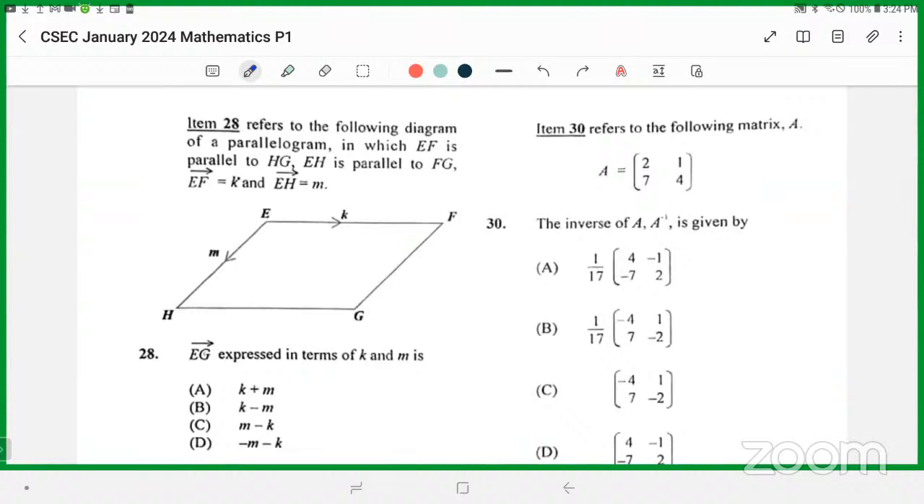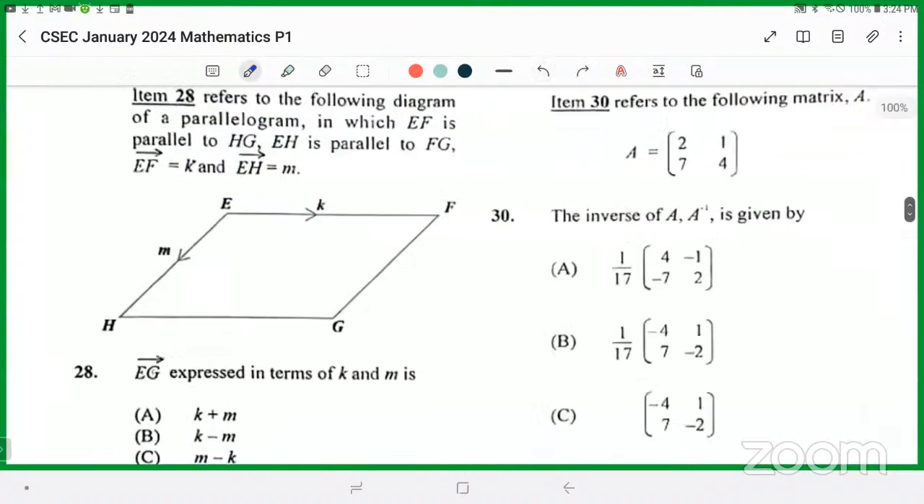But this question says item 28 refers to the following diagram of a parallelogram. So it's a parallelogram, so the opposite sides are equal vectors, in which EF is parallel to HG. That's these two, then parallel, so they're equal vectors. And EH is parallel to FG. Those two will have equal vectors as well. Same length, same direction, parallel and same length. It says EF is K, which we can see here, and EH is M, if you can see there.